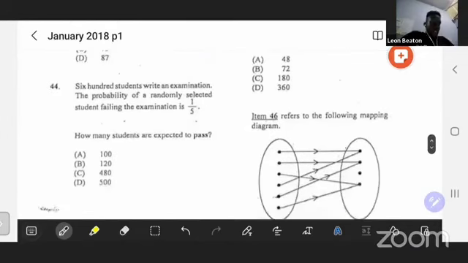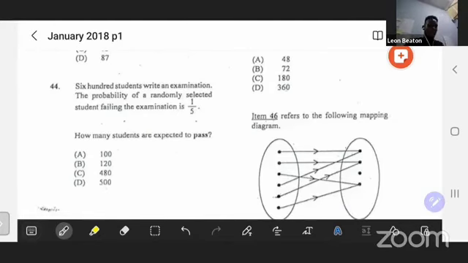All right, so 600 students write an examination. The probability of a randomly selected student failing the examination is 1 in 5. Easy exam. How many students are expected to pass?